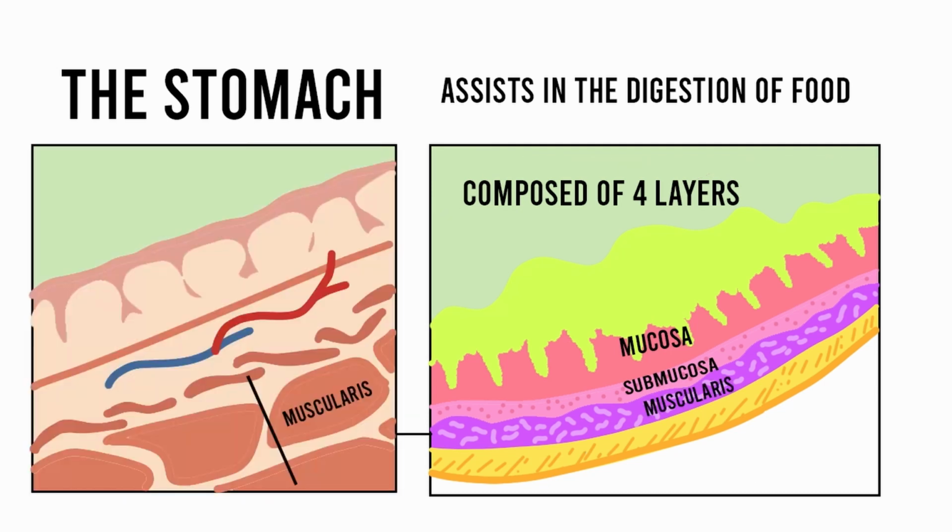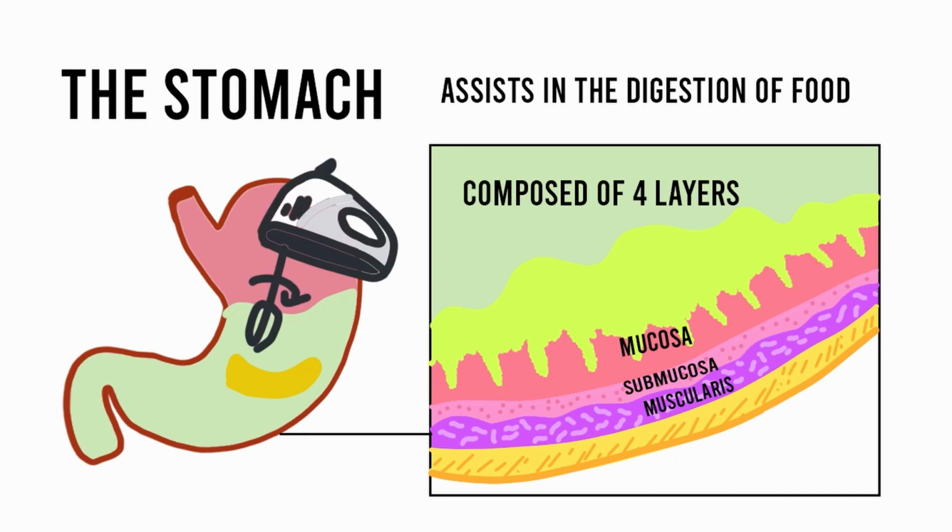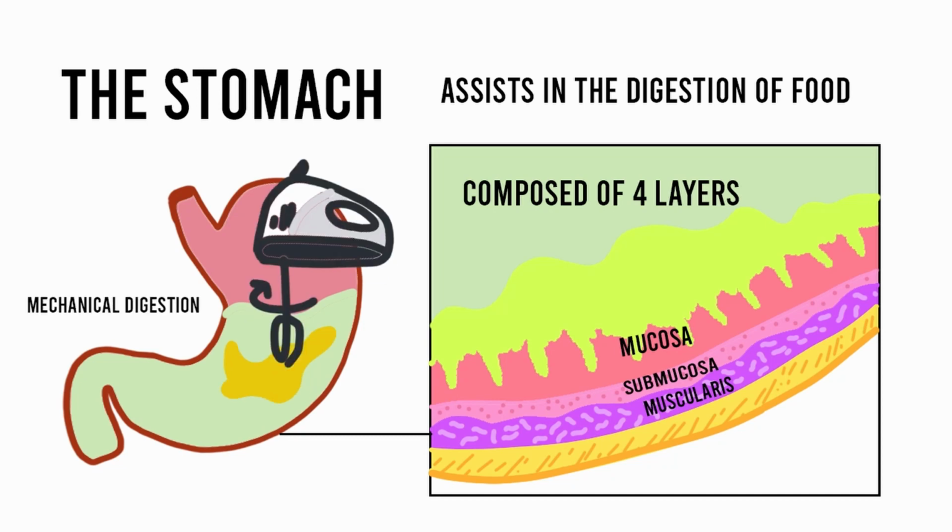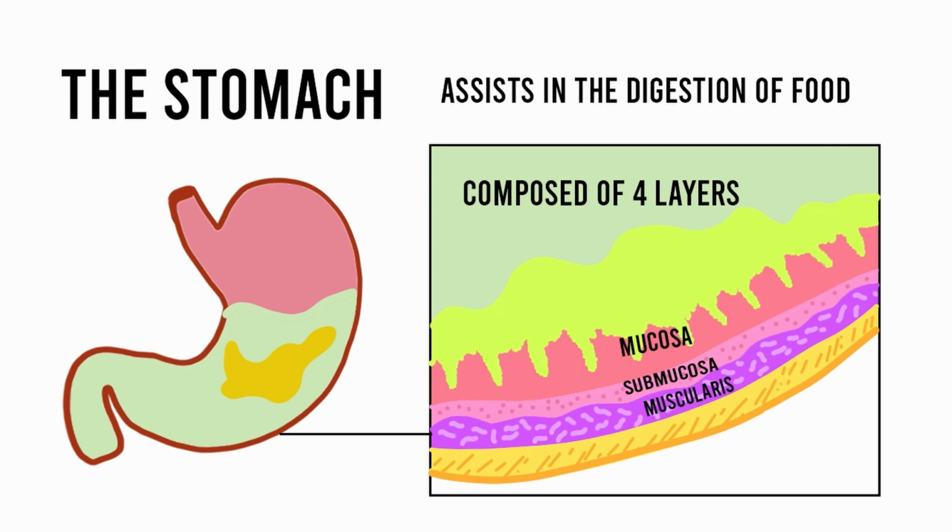The muscularis is the third layer of the stomach and consists of a thick layer of muscles which contract and relax, mixing the contents of the stomach with gastric juice and aiding in mechanical digestion. Finally, the serosa is the outermost layer of the stomach, which wraps and confines the organ and is composed of connective tissue.